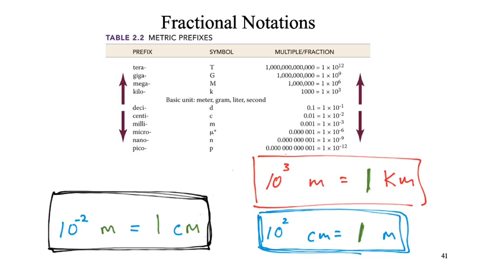Okay. Why, instead of writing 10 to the minus 2 meters is 1 centimeter, that's what it means. That's literally the definition of centi. Why on earth did you instead memorize 10 to the second centimeters is 1 meter? Hold up. When I asked that relation for the numbers between centimeters and meters, did you tell me 10 to the second? No. You actually told me 100.